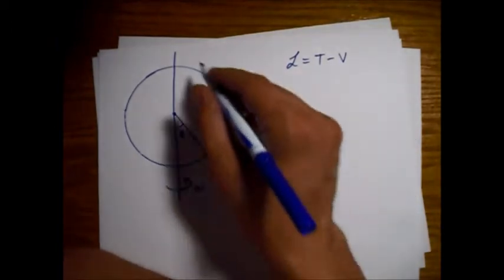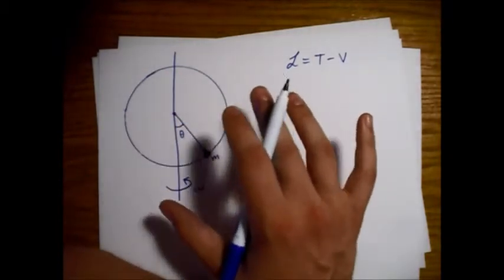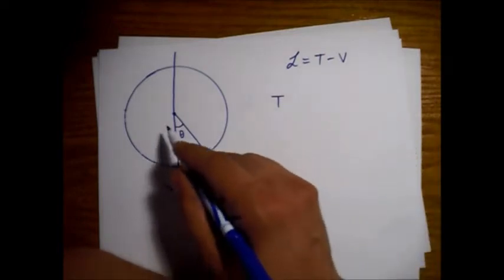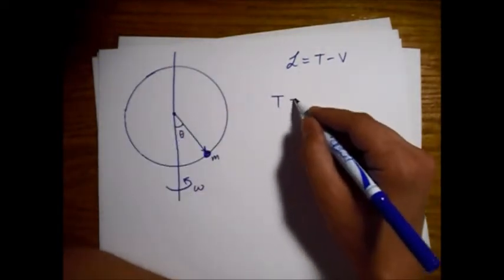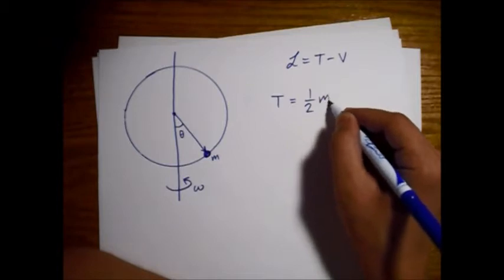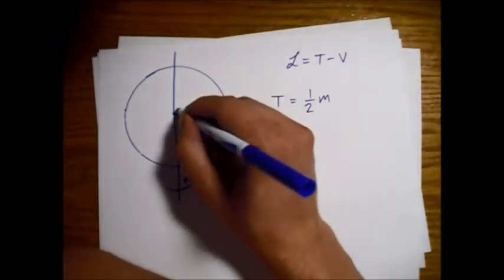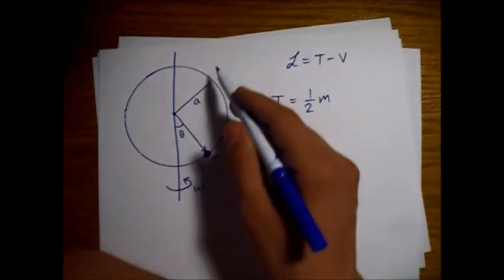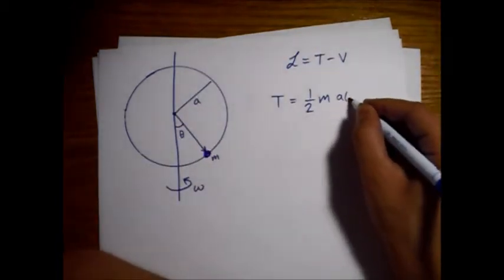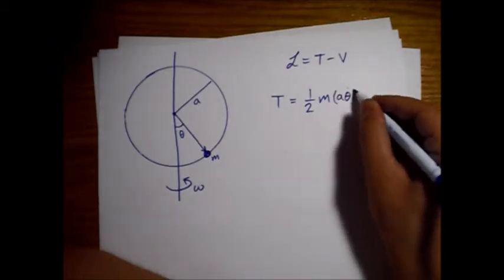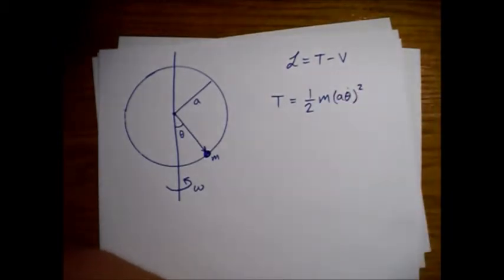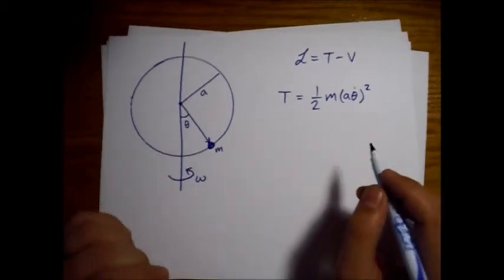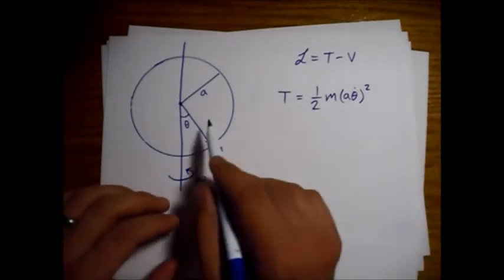So in this rotating frame, the kinetic energy is constrained just to move around this circle. So I'm just going to have a 1/2 m. Let's call the radius of this hoop a. So we're going to have a theta dot for our velocity, and that's going to be squared.